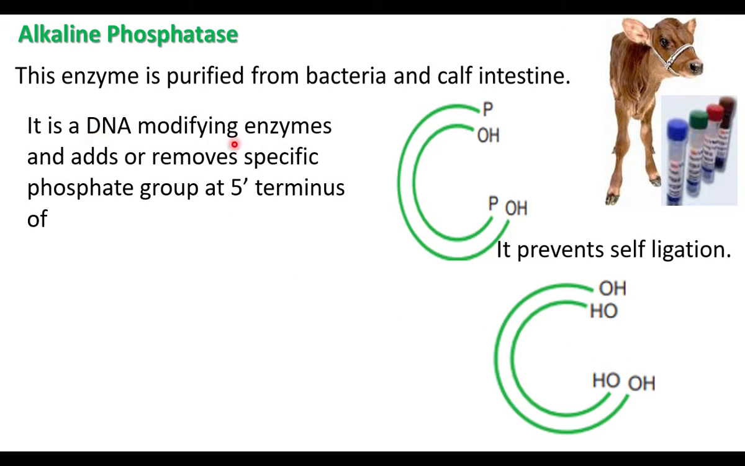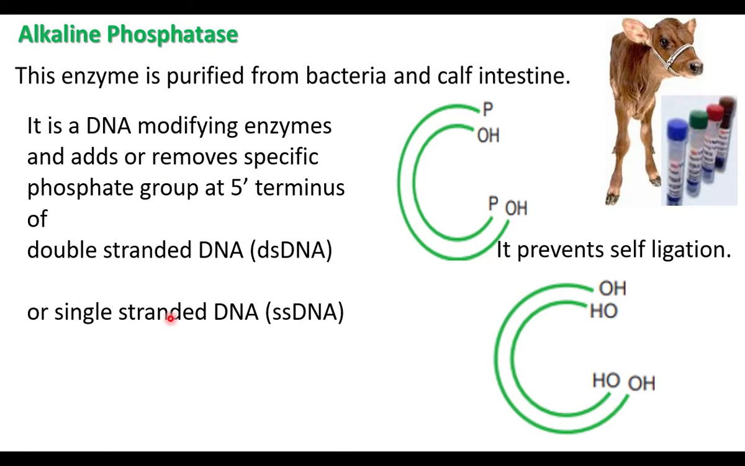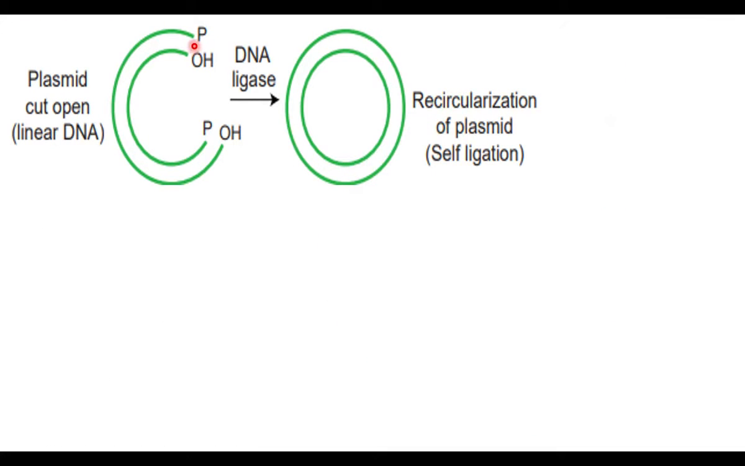It is a DNA modifying enzyme and it adds or removes specific phosphate groups at the 5' terminus of double-stranded DNA or single-stranded DNA or RNA. Thus it prevents self-ligation. Plasmids are opened to insert the foreign DNA, so self-ligation should be avoided. That is done by the alkaline phosphatase enzyme. This is the opened plasmid. The DNA ligase again causes recircularization.